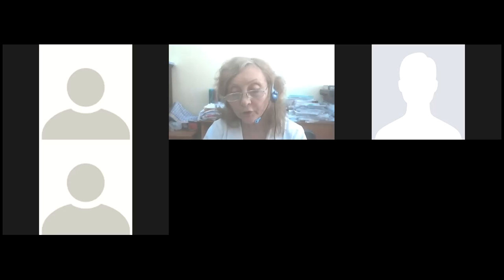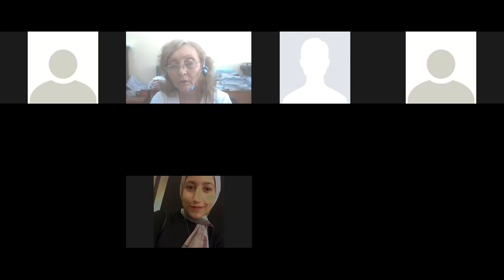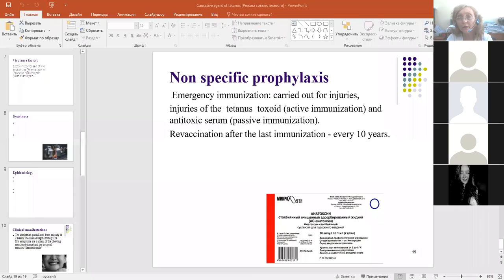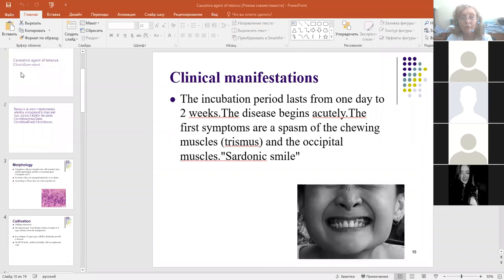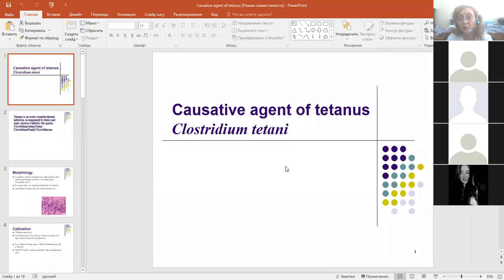This is a microbiology lecture: the causative agent of tetanus and then the causative agent of anthrax. And it is the last microbiology lecture this term. The first one, causative agent of tetanus.